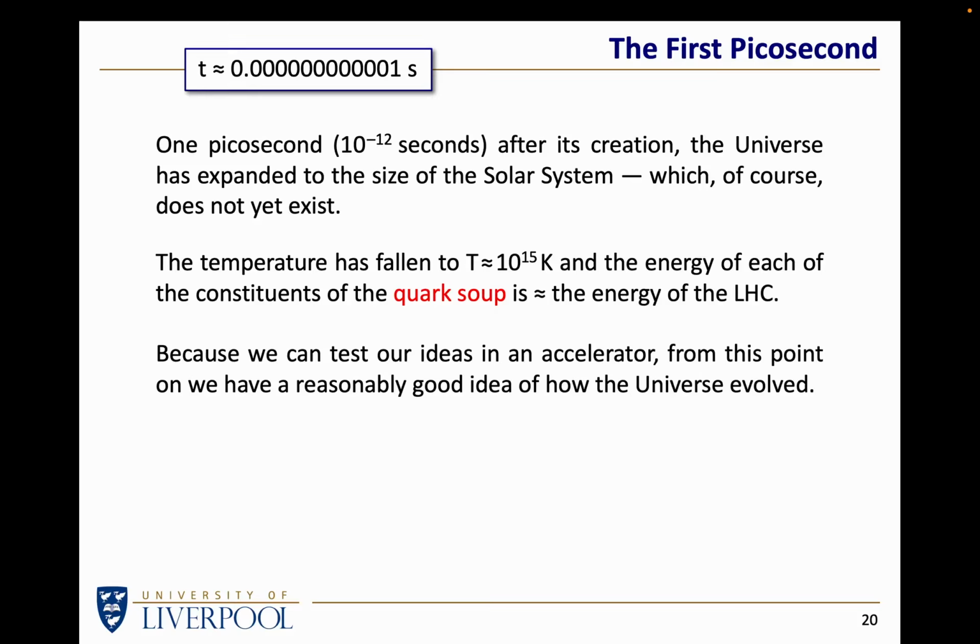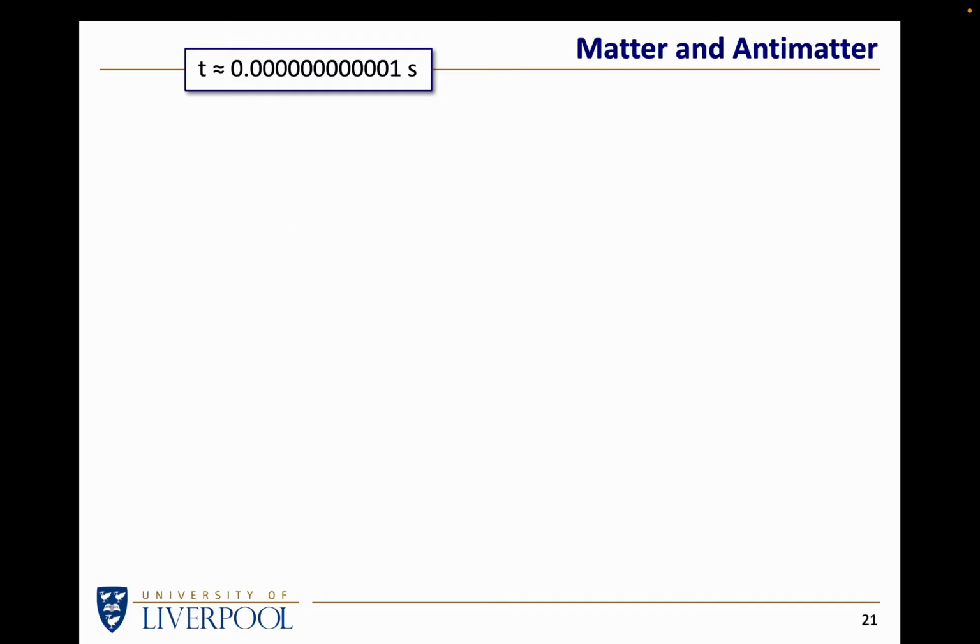Prior to this point, the energies were so high we couldn't reproduce the conditions on Earth. From this point onwards, we can. Therefore, if it's testable, we have a reasonable idea we're on the right track.